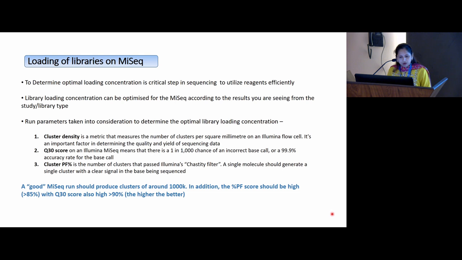Q30 score on an Illumina MiSeq means that there is a 1 in 1000 chance of incorrect base call, or a 99.9% accuracy rate. And cluster passing filter is the number of clusters that passed Illumina's chastity filter. A single molecule should generate a single cluster with a clear signal. So a good MiSeq run should produce clusters around 1000. In addition, the cluster passing filter score should be high, that is more than 85%, with a Q30 score of more than 90%.